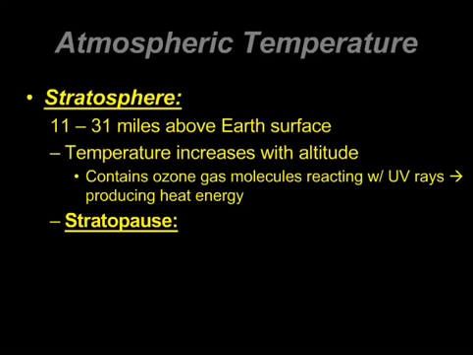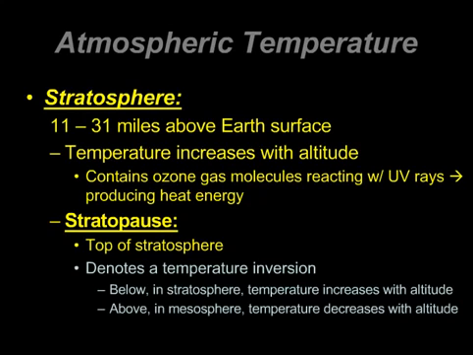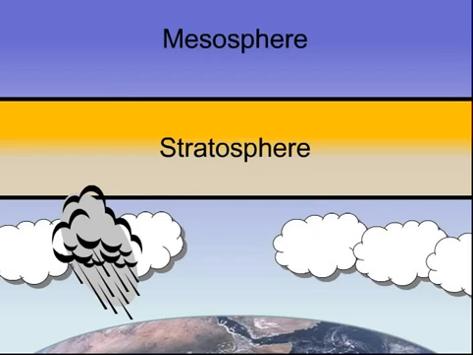At the top of the stratosphere is the stratopause, and once again the stratopause is going to denote a change in temperature, whereas below the stratopause temperature increases with altitude, above it in the mesosphere temperature decreases with altitude. And so we find this temperature change occurring at the stratopause.